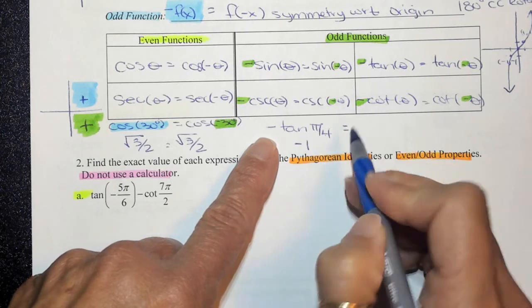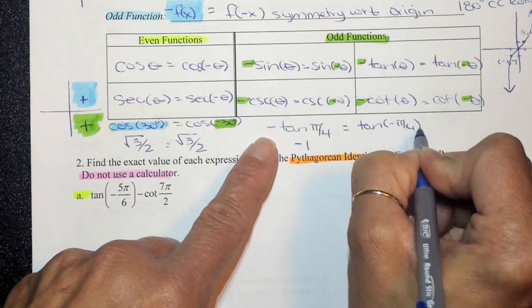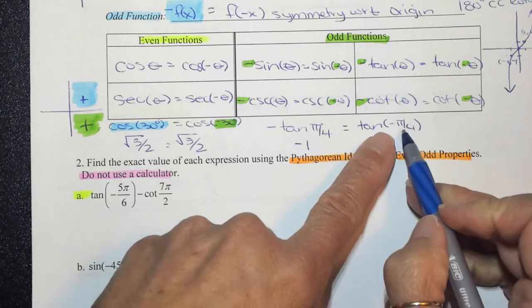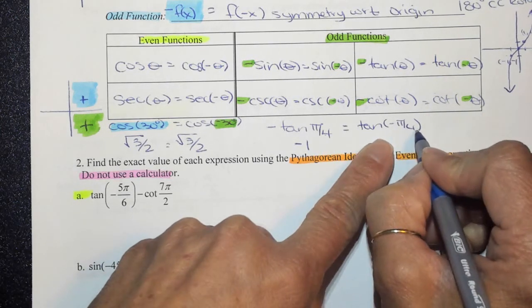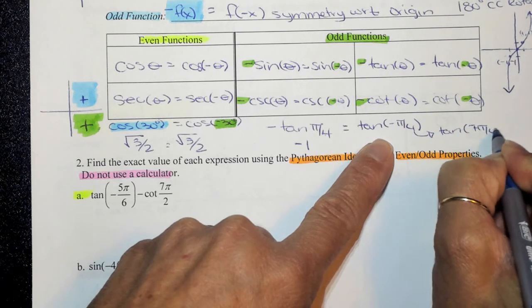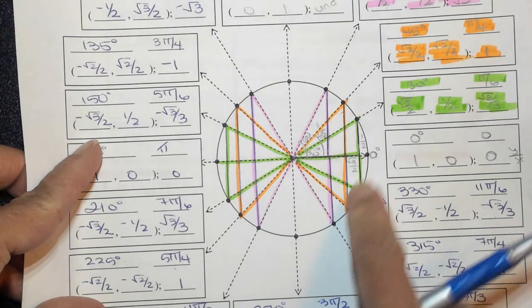What we're saying is this will also be equal to the same thing as the tangent of negative pi over 4. Okay, negative pi over 4 is located in the fourth quadrant. Okay, and this angle right here is equivalent to the tangent of 7 pi over 4. And I'm going to show you on the unit circle. So negative, if this is 0, negative pi over 4 would be located here.